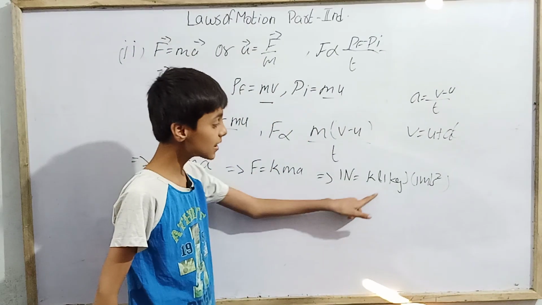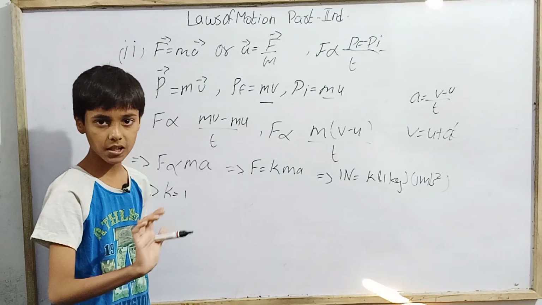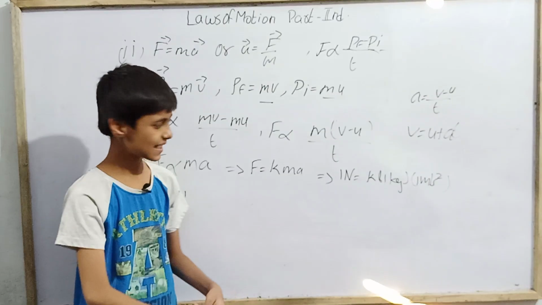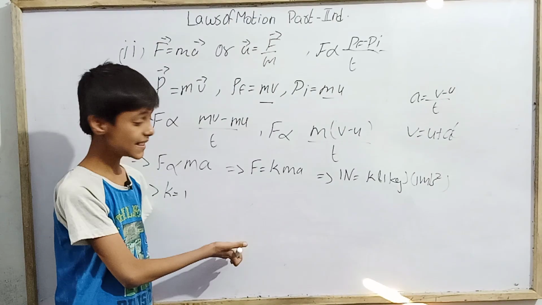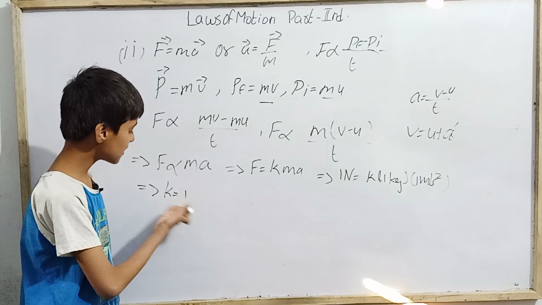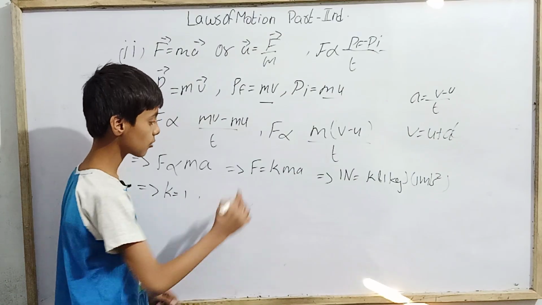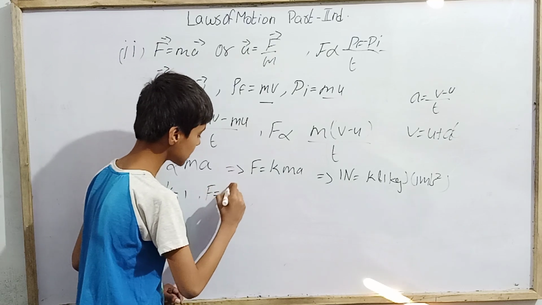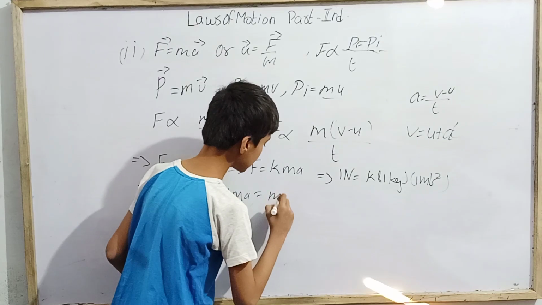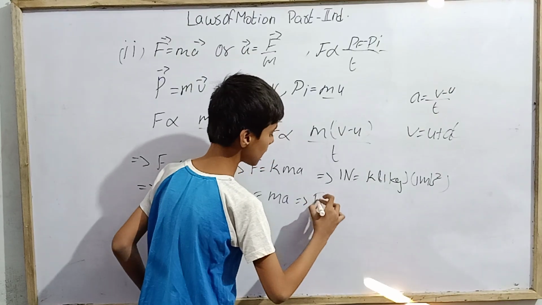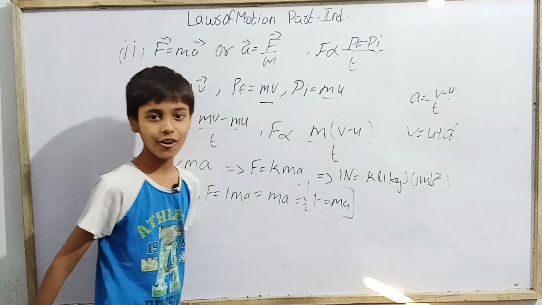From here, what is the value of k? This implies that k equals 1. Since it is a proportionality constant, k equals 1. This we got, and a proportionality constant here has no unit, only its value is 1. So according to this, if we put it in, then F is equal to 1 into ma, which is ma. This implies that F is equal to ma. So this is known as the second law of motion.